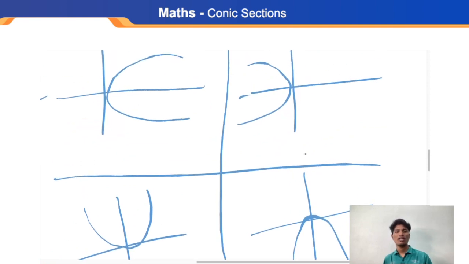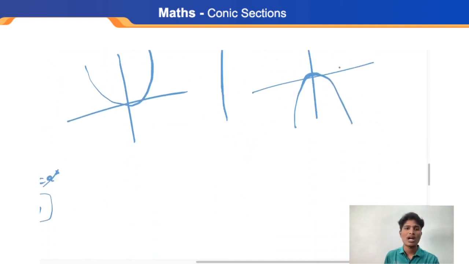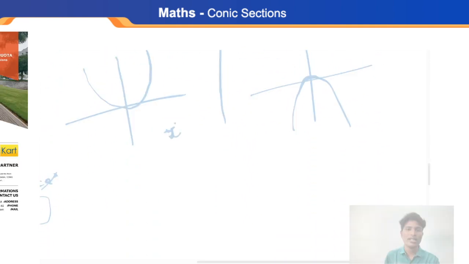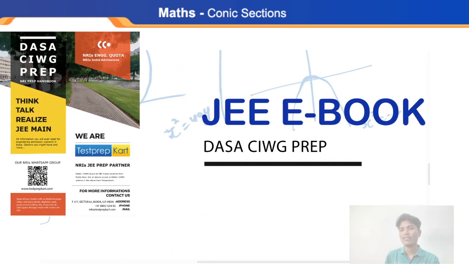Now, what are the important things? If this is the right opening, it has a fixed point which is called the focus. It is (a, 0) in case of this equation, that is y square is equal to 4ax parabola. This parabola is y square is equal to minus 4ax parabola. The third one is x square is equal to 4ay parabola, and this one is x square is equal to minus 4ay parabola.